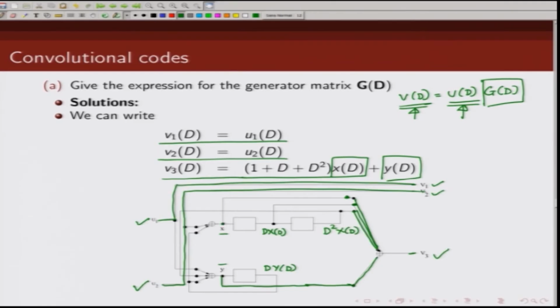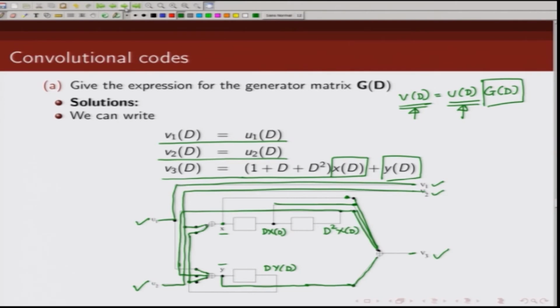Now, what is x(D)? x(D) is this and this. Similarly, what is y(D)? y(D) is this term, this term, and this term.